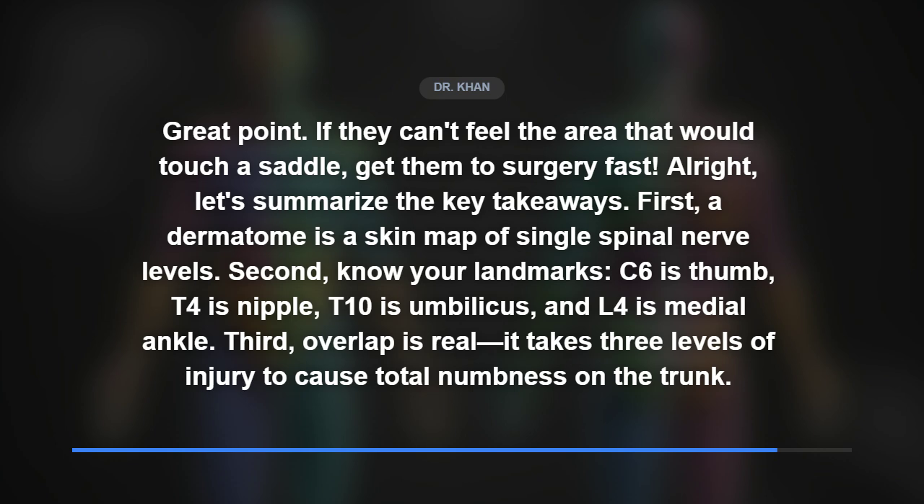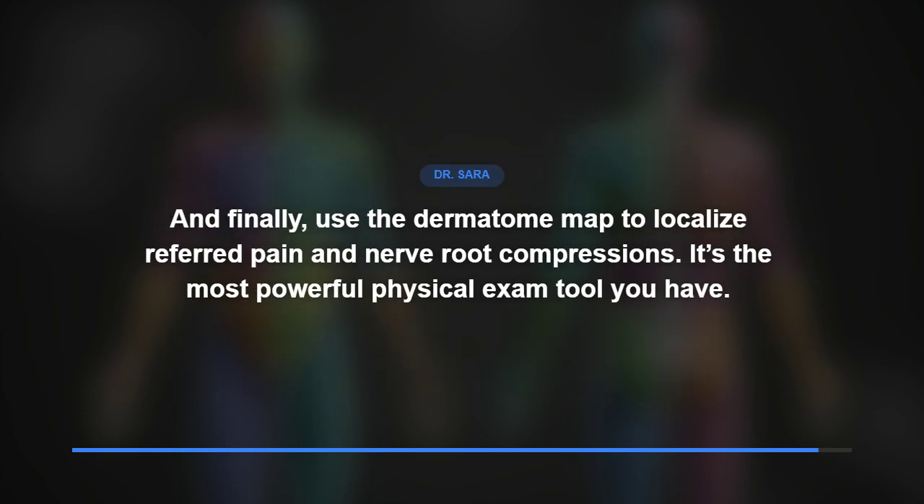All right, let's summarize the key takeaways. First, a dermatome is a skin map of single spinal nerve levels. Second, know your landmarks. C6 is thumb, T4 is nipple, T10 is umbilicus, and L4 is medial ankle. Third, overlap is real. It takes 3 levels of injury to cause total numbness on the trunk. And finally, use the Dermatome Map to localize referred pain and nerve root compressions. It's the most powerful physical exam tool you have.